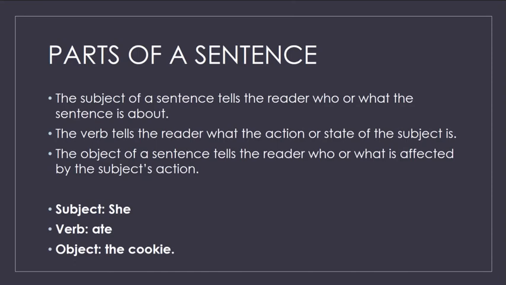Now that we know our parts of speech, let's look at the parts of a sentence. The subject of a sentence tells the reader who or what the sentence is about. The verb tells the reader what the action or state of the subject is.